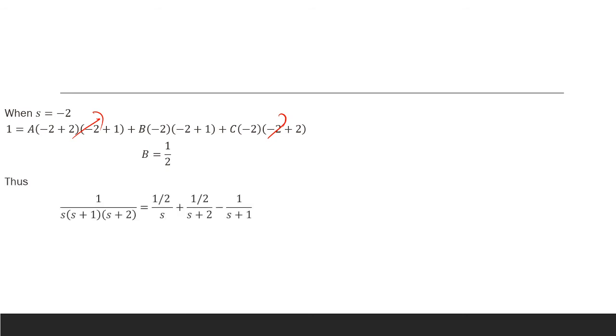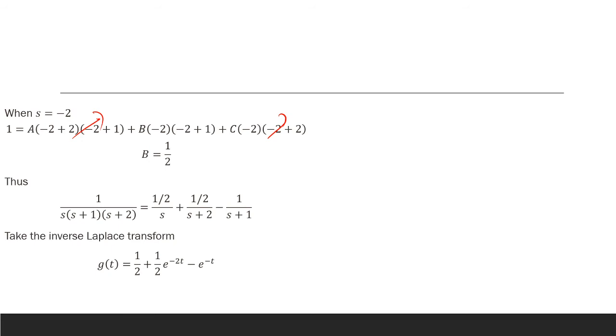So, therefore, yung equation natin will be yung 1 over s times s plus 1 natin times s plus 2 is equal to 1 half over s plus 1 half over s plus 2 minus 1 over s plus 1. We can now get the inverse Laplace transform. Their inverse Laplace transform class is, for this one, it's just 1 half plus 1 half e raised to negative 2t minus e raised to negative t. So, nakuha natin to lahat using the Laplace transform table.